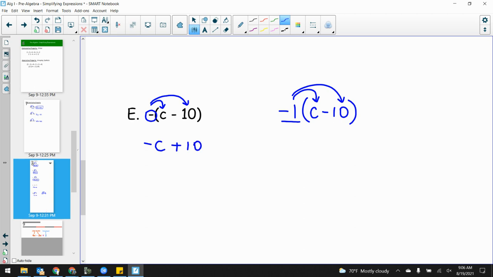Why is it doing that mathematically? Because you're multiplying by negative 1. Negative 1 times c is negative 1c. Negative 1 times negative 10 is a positive 10. And that means the same thing, right? Negative c and negative 1c is the same thing. So either of these answers would be completely acceptable.